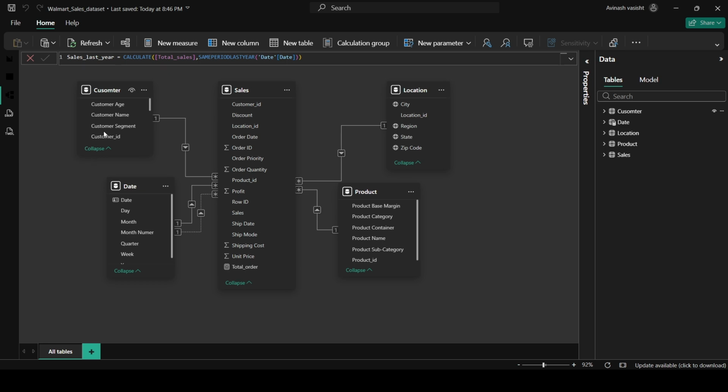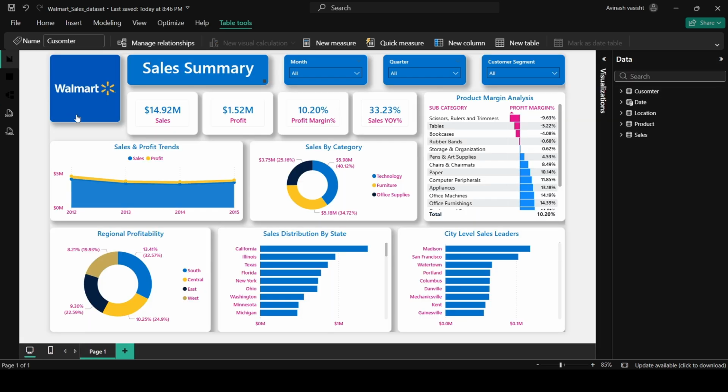After creating all this, I also created KPIs to help the stakeholder understand how it is going: the sales KPI, the profit margin, and the sales YOY. And also I created a product margin analysis, sales and profit trend, sales by category, regional profitability, sales distribution, and city level data.